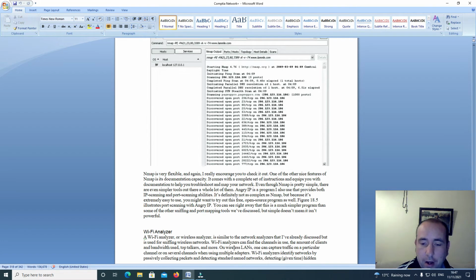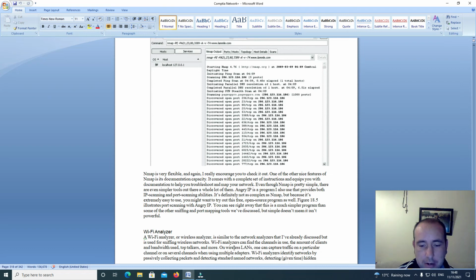One of the other nice features of Nmap is its documentation capacity. It comes with a complete set of instructions and equips you with documentation to help you troubleshoot and map your network. Even though Nmap is pretty simple, there are even simpler tools out there, a whole lot of them.